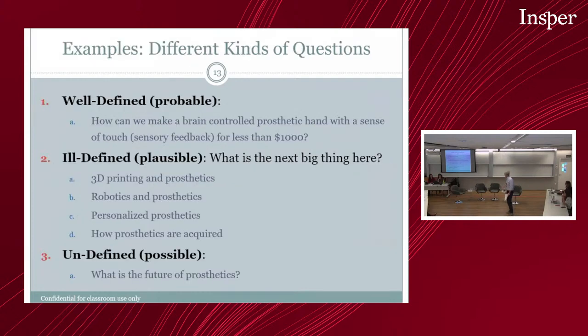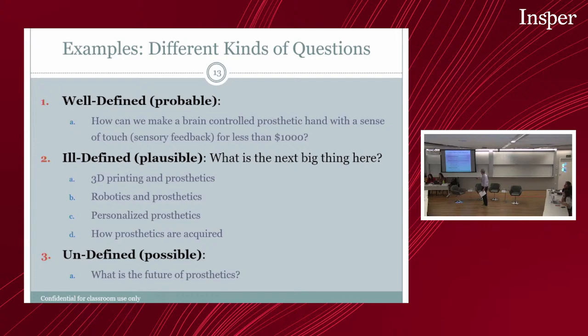Let me give you an example. Prosthetics. These are all out of the world of prosthetics. Well-defined: how can we make a brain-controlled prosthetic hand with a sense of touch for less than $1,000? It's a well-defined problem. Why? Again, I don't know, the solution could be unbelievably difficult. That's not the point. It's a well-defined problem because the criteria for success are clear. The solution that you build, it works or it doesn't work. It's falsifiable.